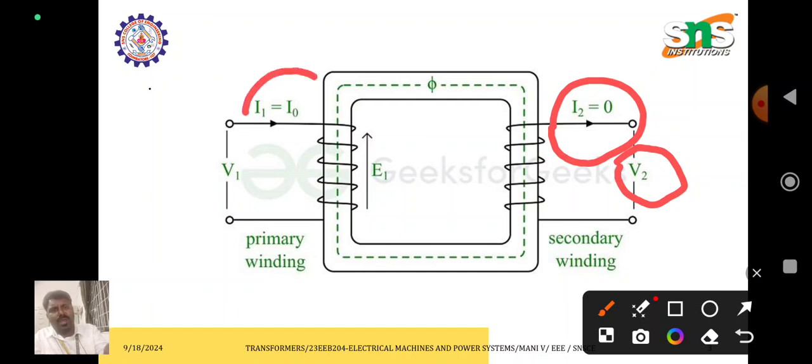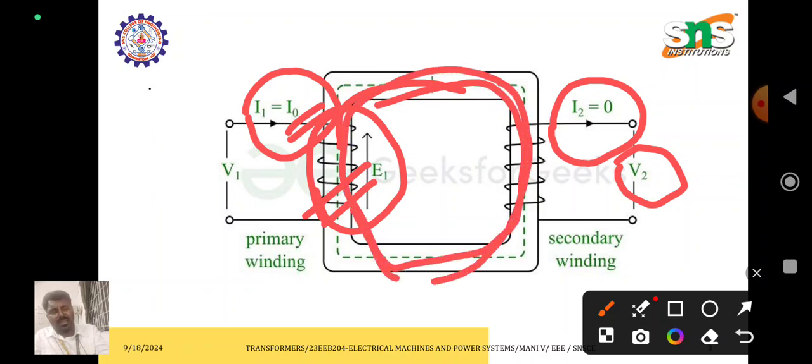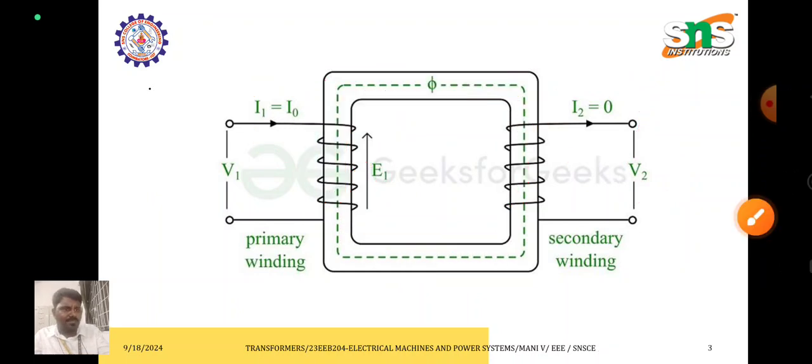However, the primary current which is drawn by the primary winding, denoted by I naught, is used for magnetization. That is nothing but to produce the flux in order to transfer between the primary and secondary winding through the transformer core.